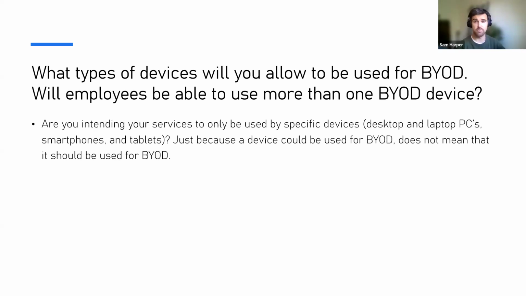What types of devices will we allow? So again, it could be that you limit this to a certain set of devices. So maybe just phones, maybe not phones and tablets, maybe just laptops. It might be that no one's allowed to use phones or tablets. They can only use their personal laptop. So again, you need to consider all of these.